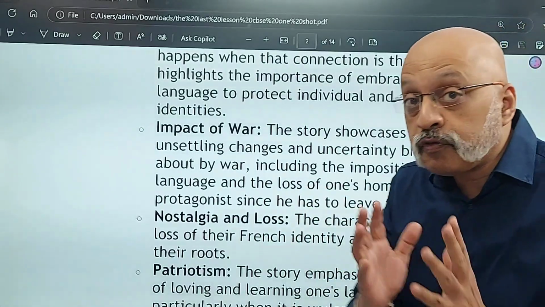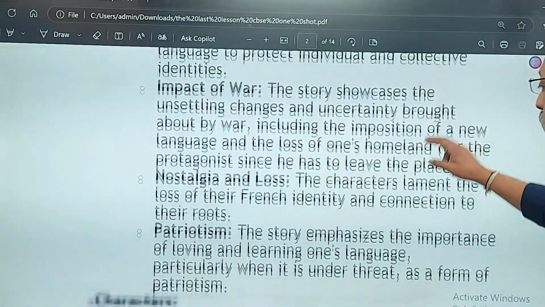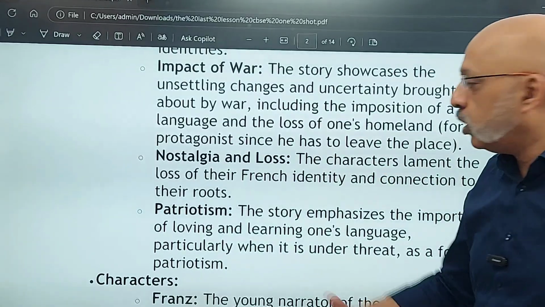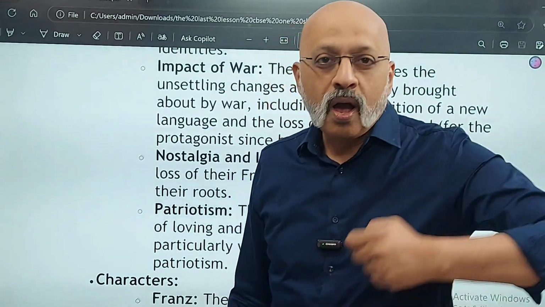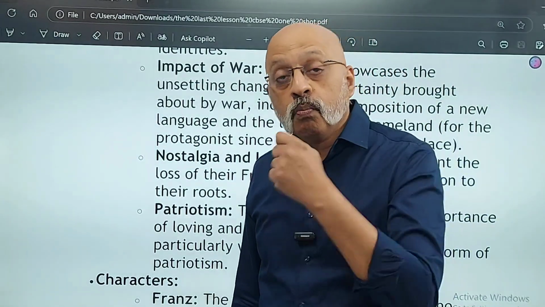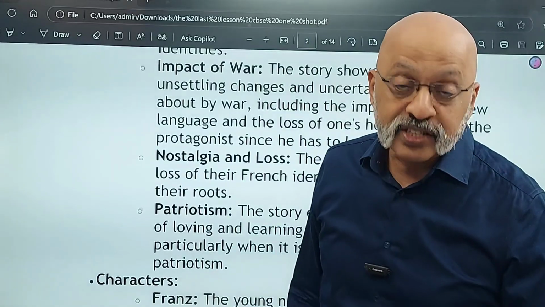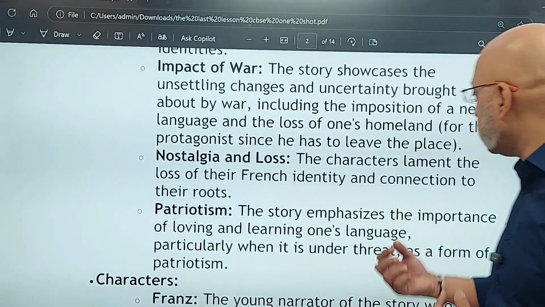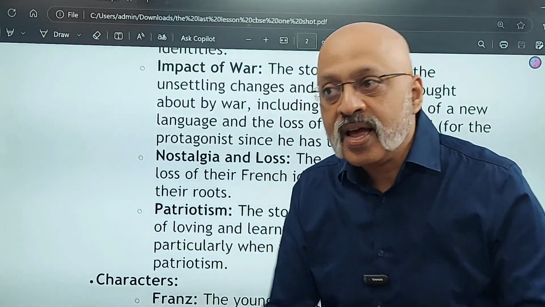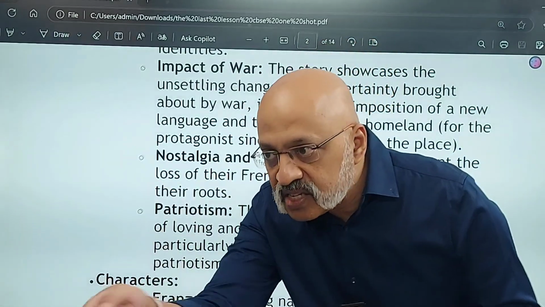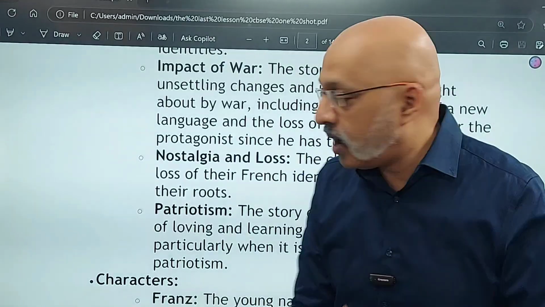Then there is the theme of nostalgia and the theme of loss. The characters lament the loss of their French identity. On the last day, they realize that they wish they had put more energy, time and focus into learning the French language, which is their mother tongue and connection to their roots, because he tells them on the last day that this is your identity, this is the key to your prison. That's what they realize on the last day.